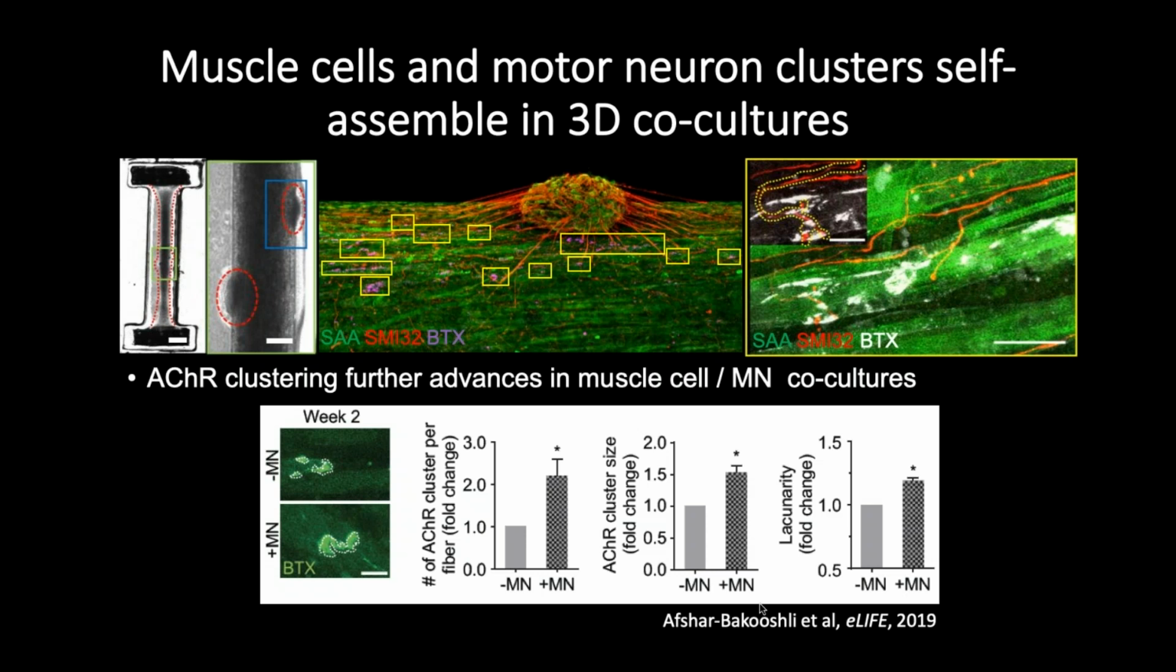In the middle graph, we can see that the size of those clusters increases in the presence of motor neuron clusters. And we also see that if we score for the complexity of those acetylcholine receptor clusters, the complexity of the clusters is higher in the context of co-culture with motor neurons.